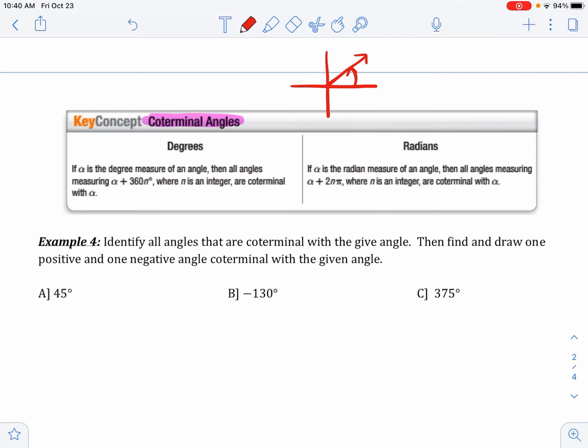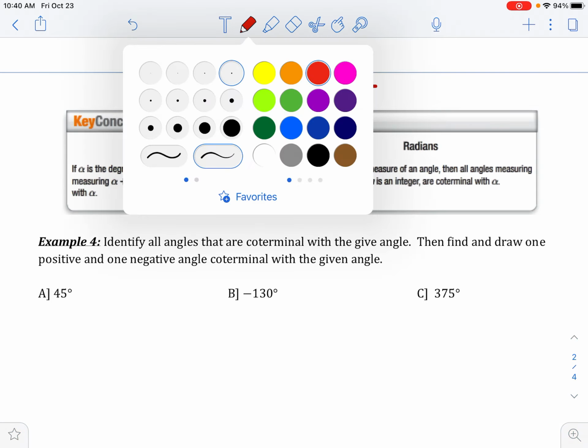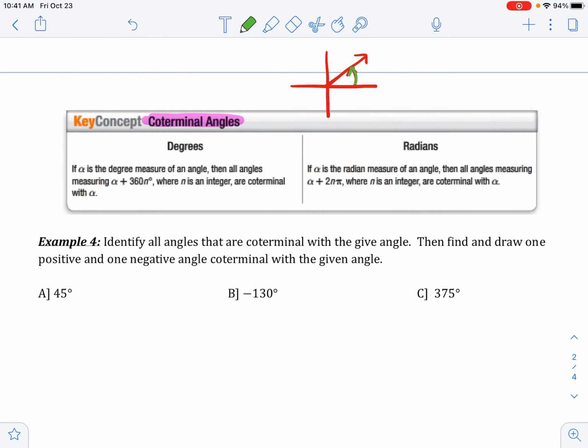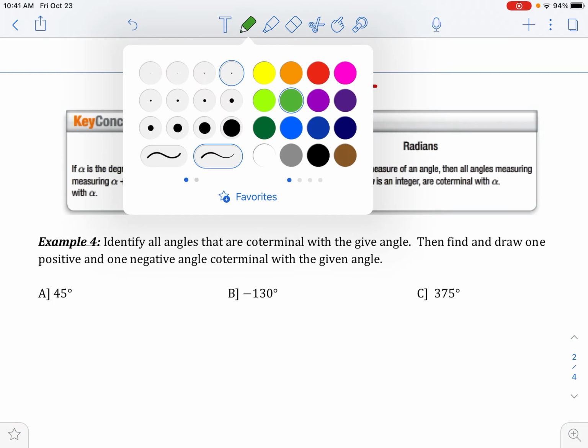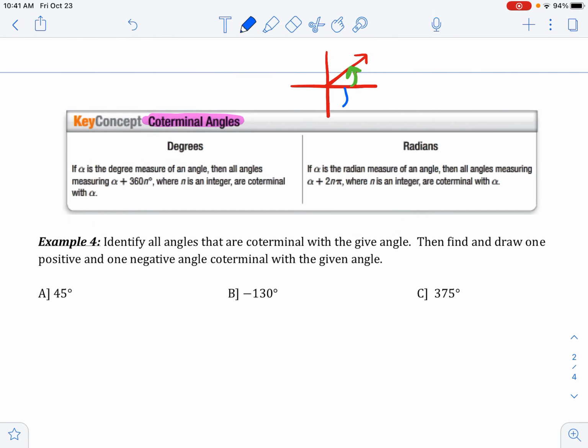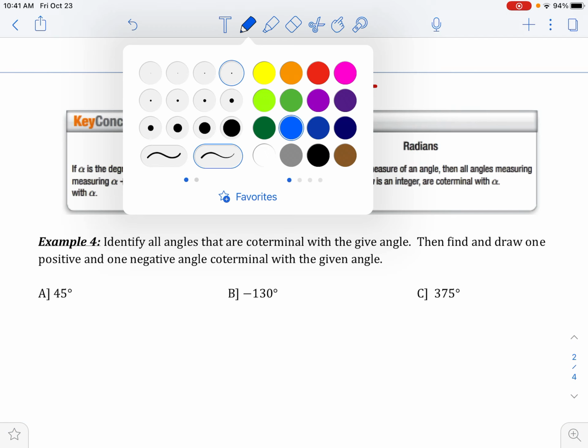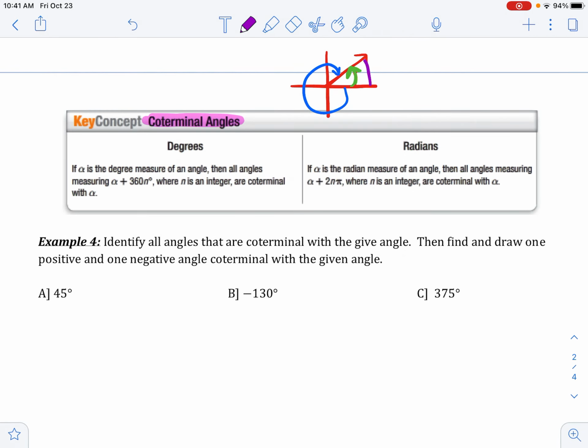I'll show you another angle that's coterminal. Let me change colors here. This green angle right here starts at this initial side and goes to this terminal side. So it is coterminal, which means it has the same terminal side as this angle. This angle, so 360 degrees, and then keep going and hit that, that's coterminal to it, and so on and so forth.